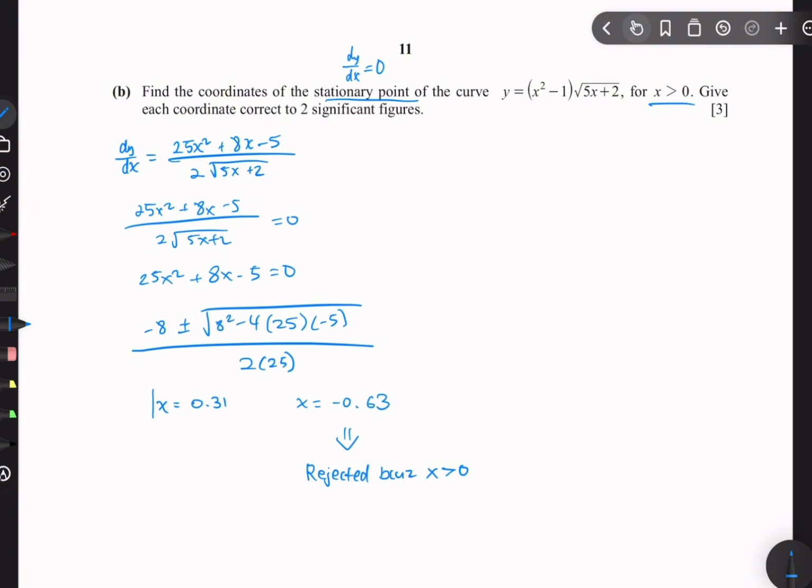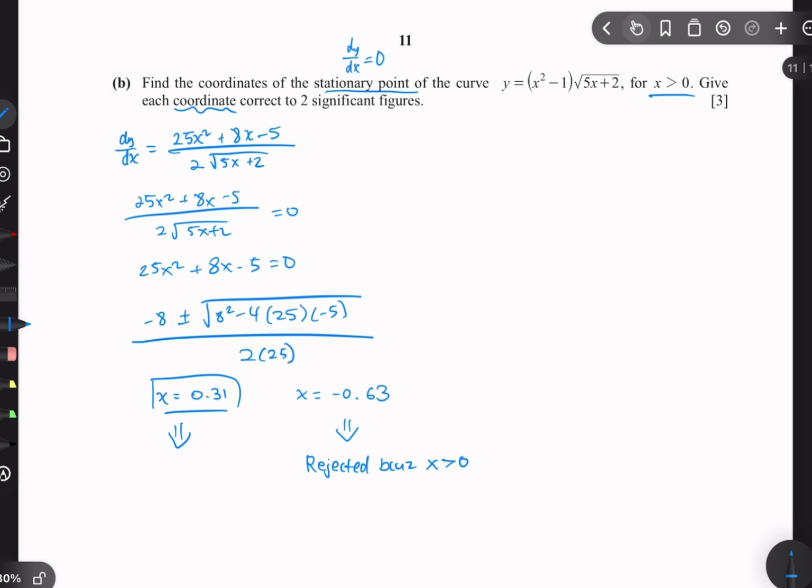And then for this x value, we have to find the y value since the question wants the coordinate. To find the y value, we just sub it into this equation.